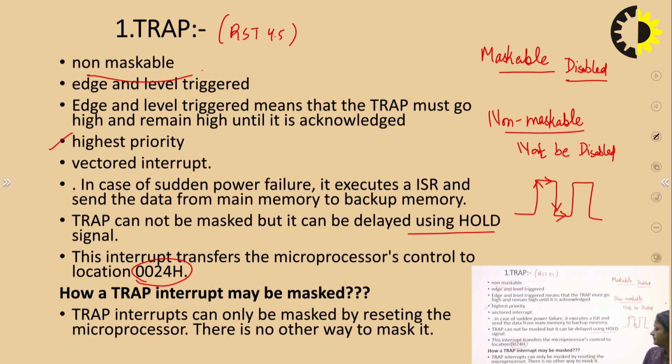How can a trap interrupt be masked? Trap interrupts can only be masked by resetting the microprocessor, and there is no other way to mask it. Masking means to disable it.